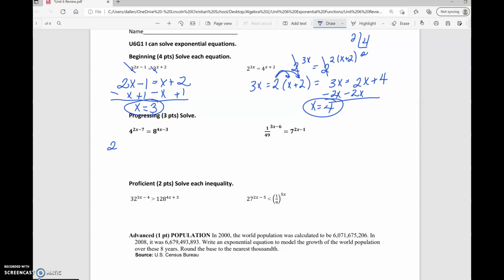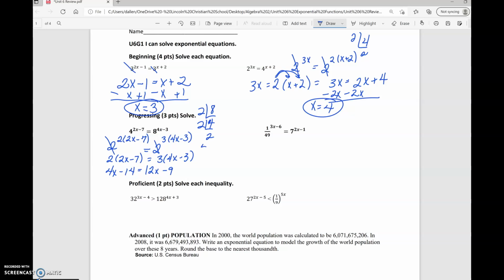Same strategy here, but we're going to have to do both of these. So I could rewrite 4 as 2 squared, and I can rewrite 8 as 2 to the third. And again, if you're not sure, you can always factor it to see that that is 2 to the third because there's 3 2's there. So times 4x minus 3. Now bases are the same, so then I can do 2 times 2x minus 7 equals 3 times 4x minus 3. So then I distribute my 2, I get 4x minus 14 equals 12x minus 9.